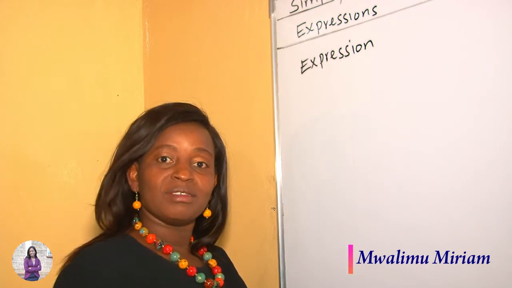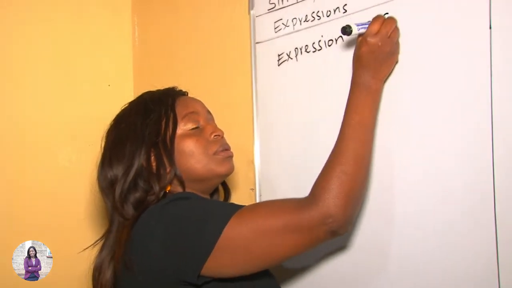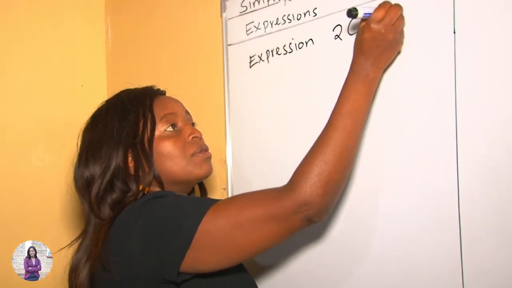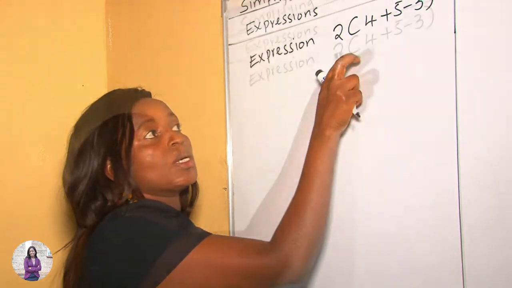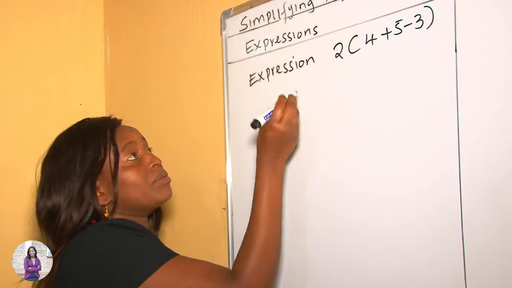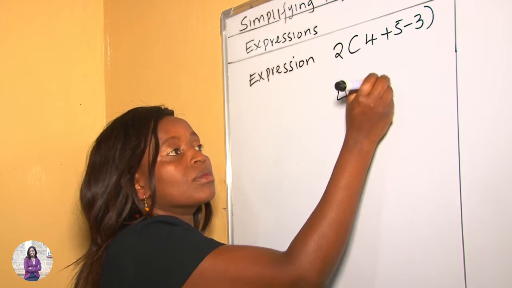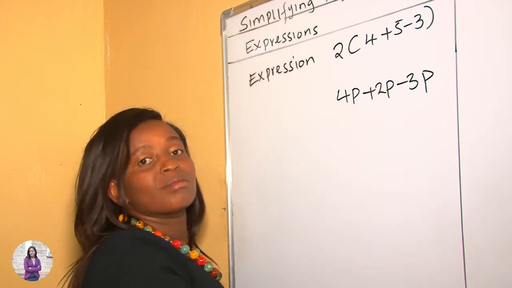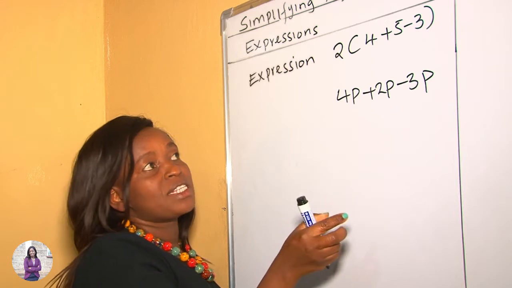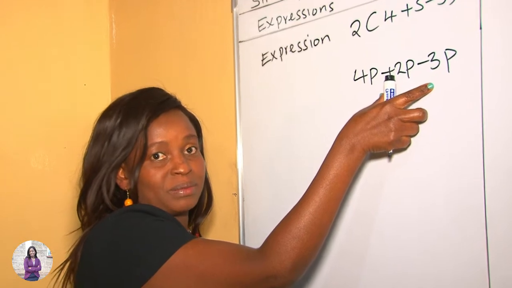What is an expression? An expression can either be a numeric expression, like for instance 2(4 + 5) - 3. This one is a numeric expression. Now let's compare with this one. As you can see, there's a difference. This one is an algebraic expression.